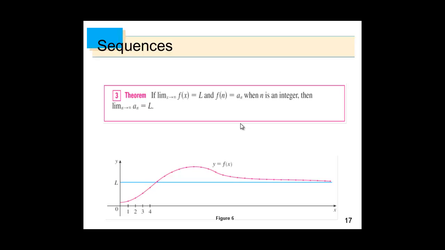Remember, the sequence a_n, you are defining a_n to be f of n. And so if you look graphically, the pink curve is the graph of the function f, and the graph of the sequence a_n is basically the points on the curve at the integers, right? So if the curve is approaching L, then the sequence will also approach L. Right? So that's what we are saying, and we use that all the time.